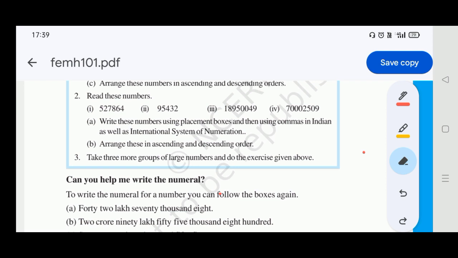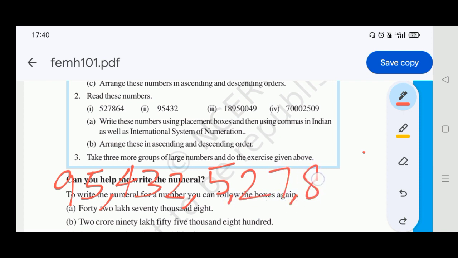Now after this, we have to arrange these in ascending and descending order. As usual, the same trick: the second number, that is 95,432, has the least number of digits, so it is the smallest number. So I am writing the ascending order. This is the first number, and after that we have to write 5,27,864. This is the second number.